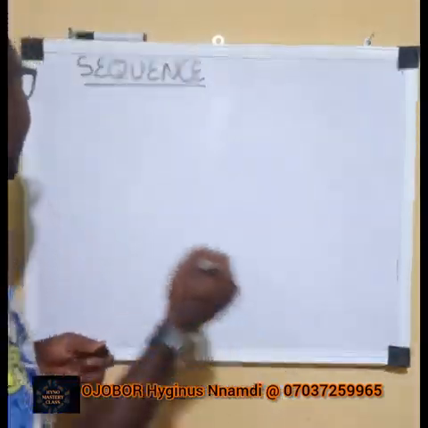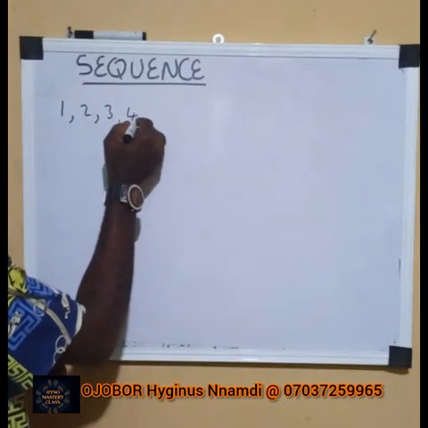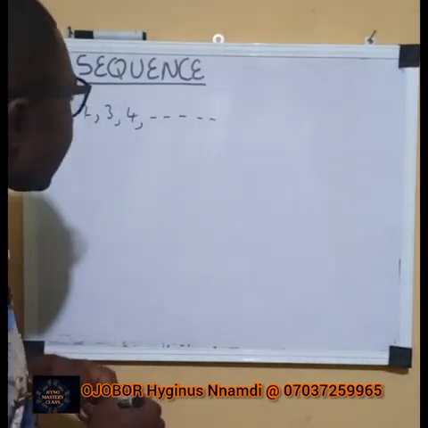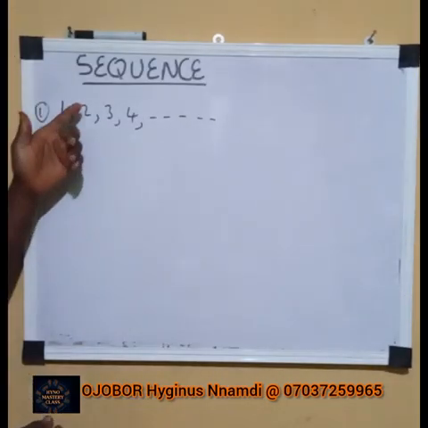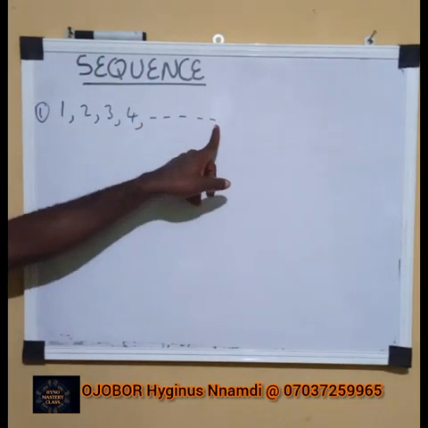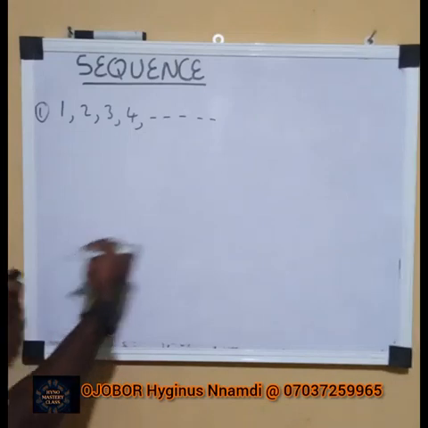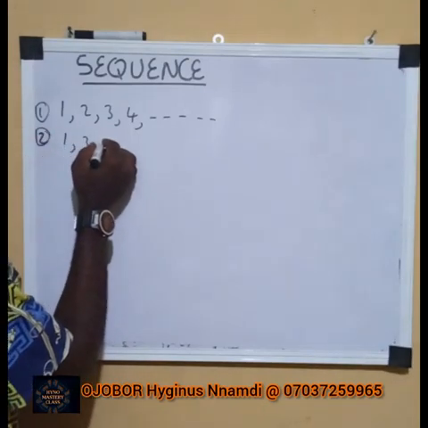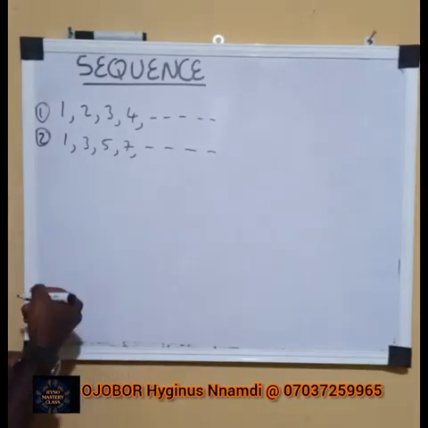Rules such as if I have a sequence of 1, 2, 3, 4, dot dot dot. This is an infinite sequence of natural numbers. You can see natural numbers, counting numbers 1, 2, 3, 4 and so on. Because of this dot dot dot, it means it is infinite. It has no limit. We can also have an infinite sequence of odd numbers.